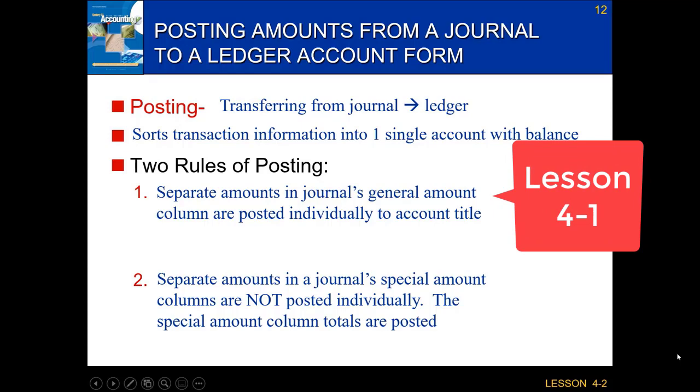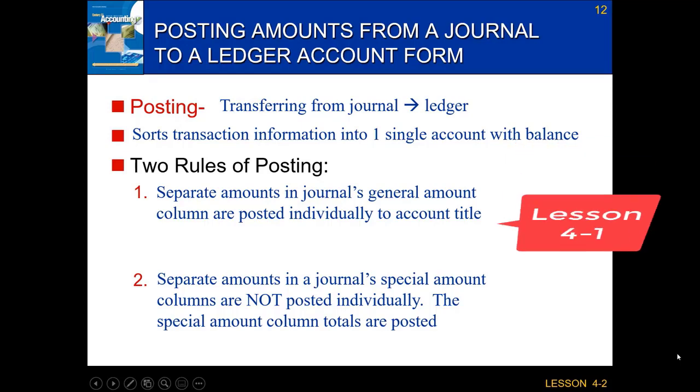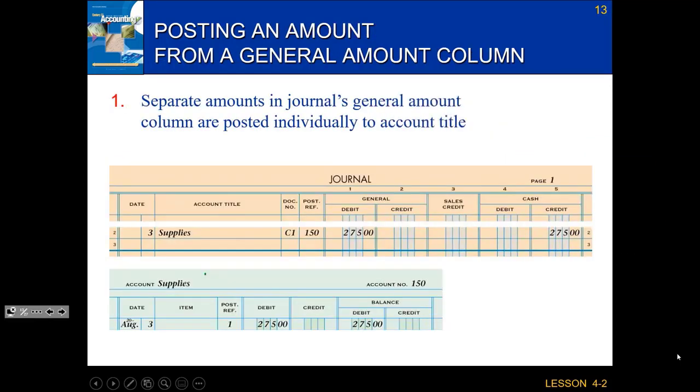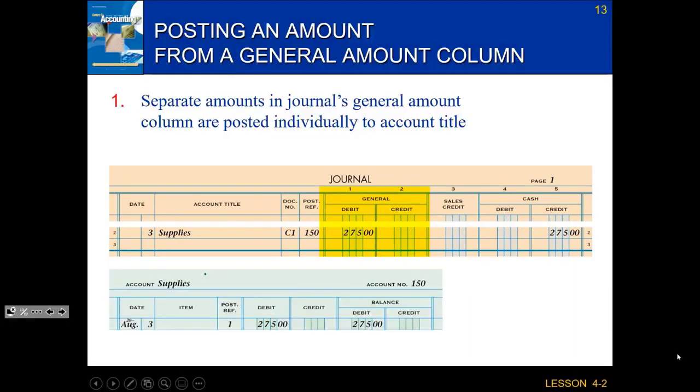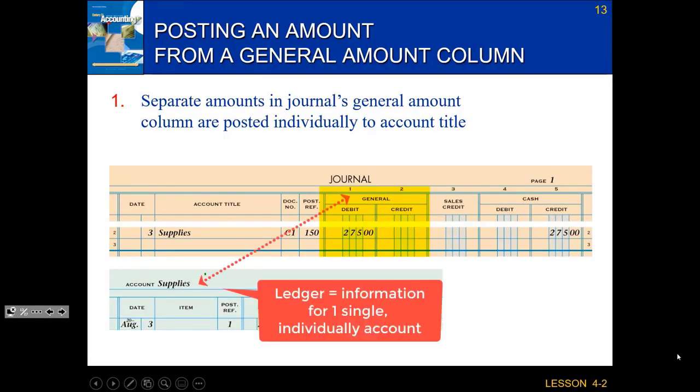Again, let's do a super fast recap of what that was. So the first rule reads that separate amounts in a journal's general amount column are posted individually to the account title. Basically, what we're saying is that when we look at this journal, we're only going to be focused on the general amount column. So any number that's in the general amount column will go into the individual account ledger.